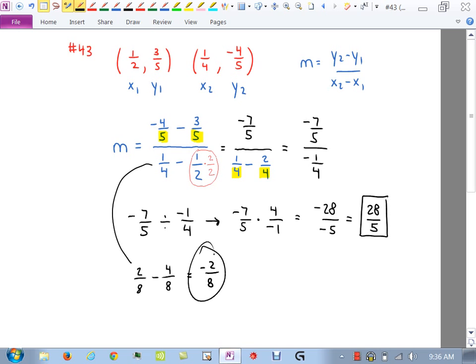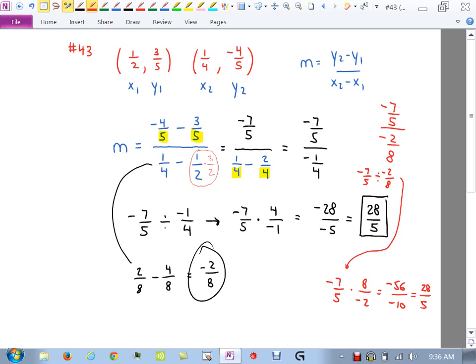Yeah. Then what you would do is you would have had this. I'll do it in red over here on the side. You would have had negative 7/5 over negative 2/8, and then you would have rewritten that as negative 7/5 divided by negative 2/8. That would have changed to negative 7/5 times the reciprocal, 8 over negative 2, multiplying straight across, negative 56 over negative 10, and then it would have reduced to, what, 2 goes into each of those? So it would have been 28 over 5, and so it would have been the same thing. 56 over 10, that's technically not wrong, it's just not reduced. Yes.